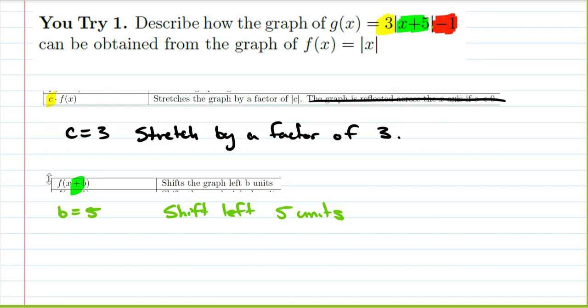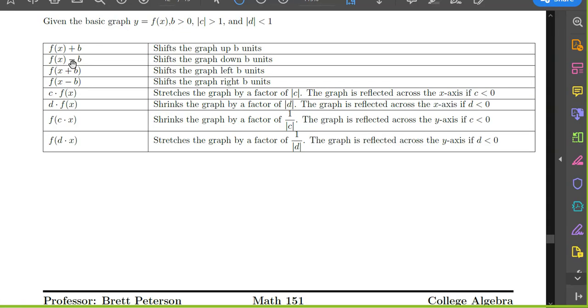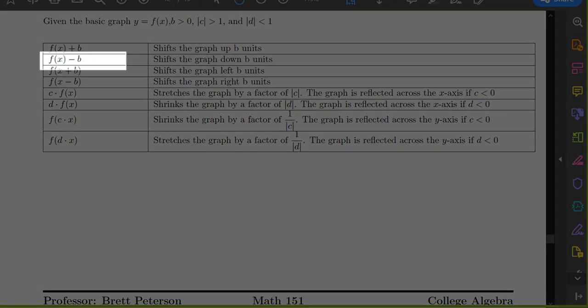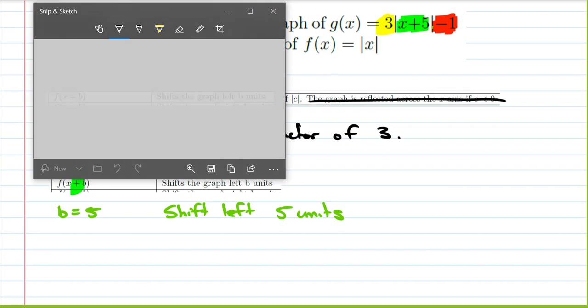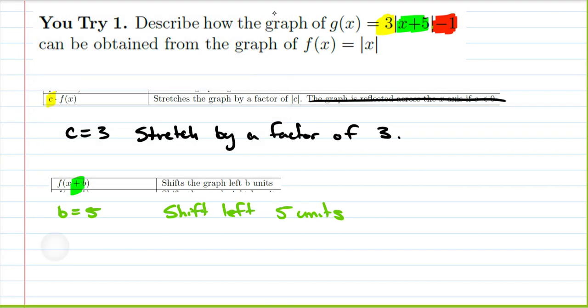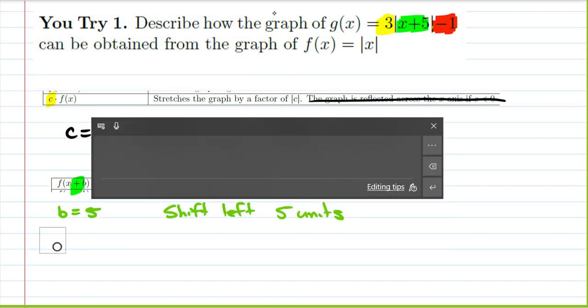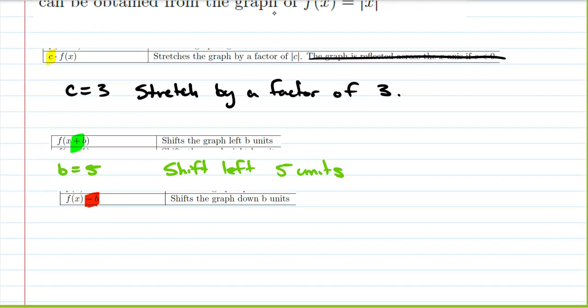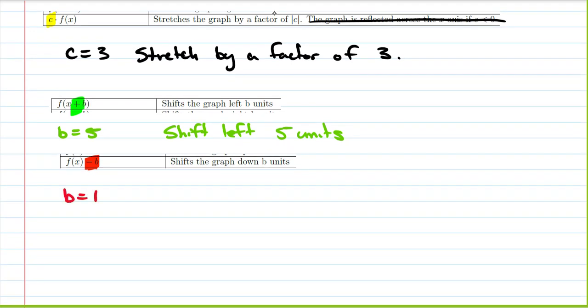And then our last part is we have our minus 1, so that's on the outside, so that's going to be row number 2 in our table. And so we identify, we have our minus 1, so we have minus b and minus 1, so that tells us that our b is 1, so we're going to shift down 1 unit.